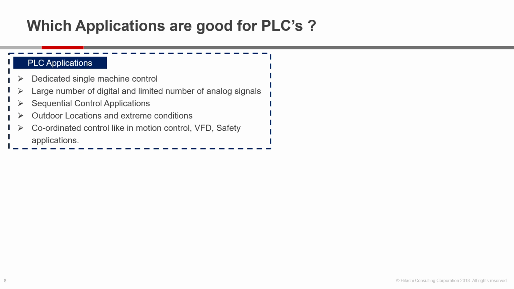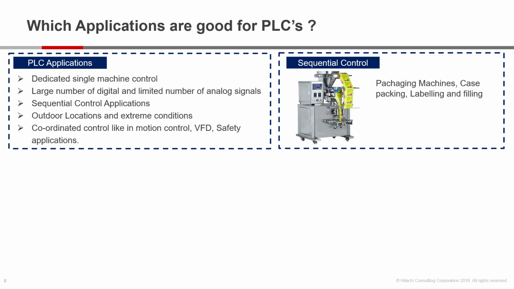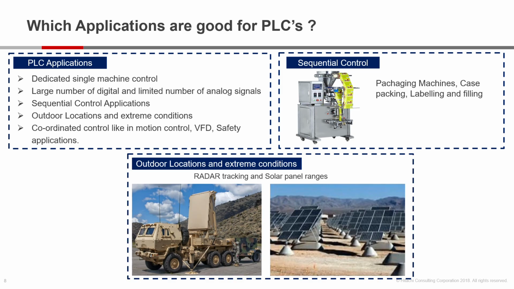Again, sequential control applications which are suited for a single process are good for PLC. PLCs are also good to operate in outdoor locations and extreme conditions, right? And again, when it comes to coordinated control like in motion control, VFD, or a servo motor, PLCs are well suited for those applications as well. So as we talked about sequential control, packaging machines, case packing, labeling and filling machines, etc., have sequential control, in the sense that the sequence is defined and the same sequence is repeated again and again. There is not much of a change in the process. So that is why a PLC is well suited for these applications.